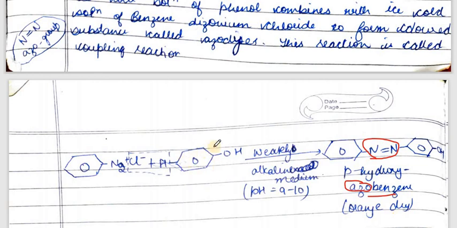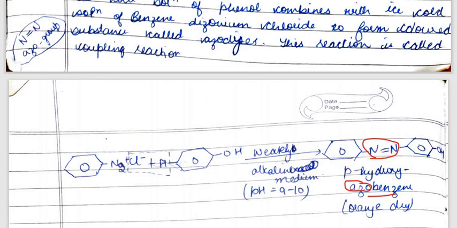And in this, phenol is written in a way that the OH group is shown outside, and here is hydrogen present. This hydrogen and Cl of diazonium chloride are removed, and this N2 is directly linked to this benzene through double bond N, double bond N.